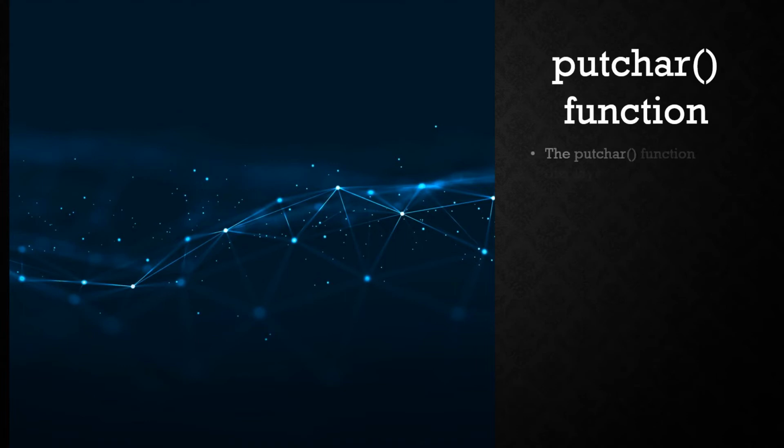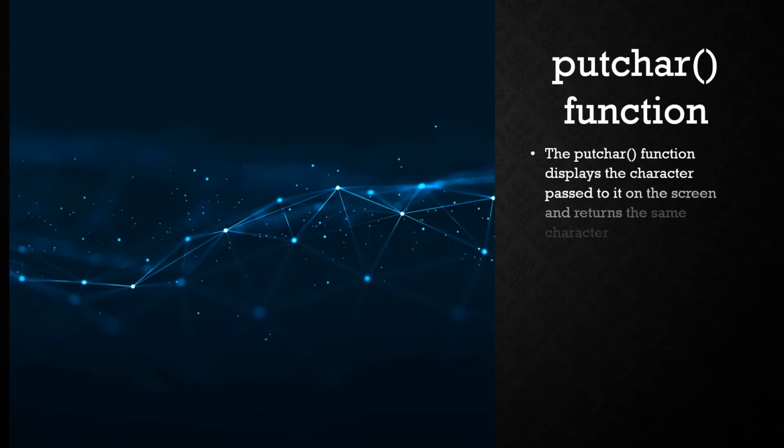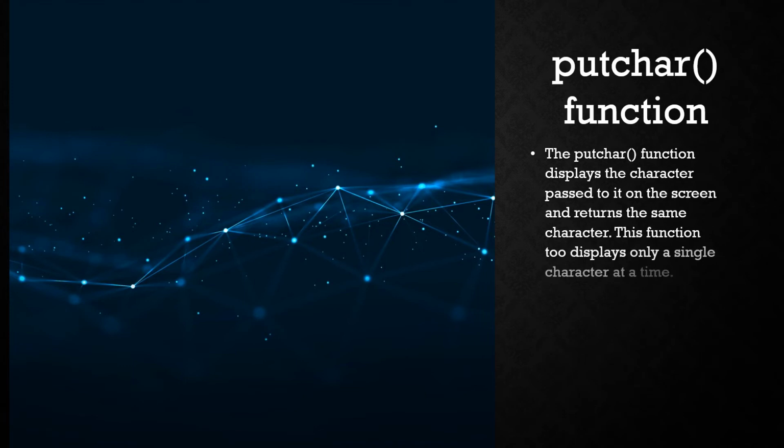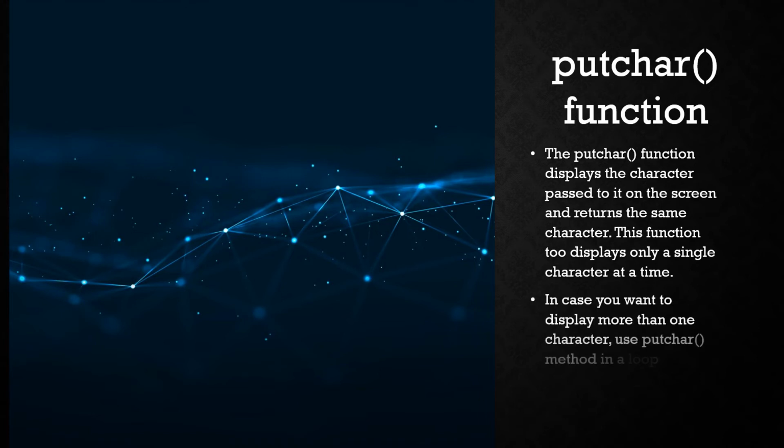Putchar function. The putchar function displays the character passed to it on the screen and returns the same character. This function displays only a single character at a time. In case you want to display more than one character, use the putchar method in a loop.